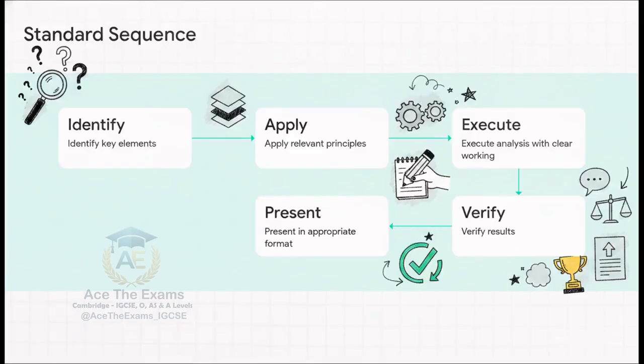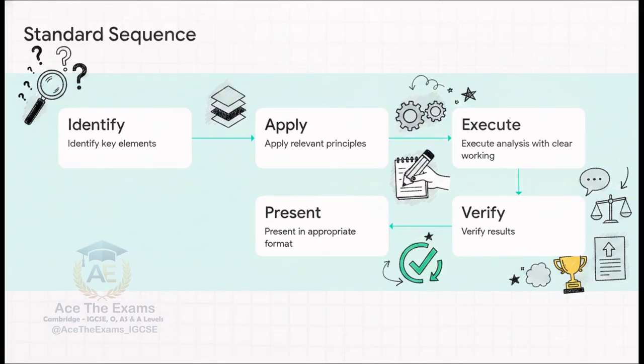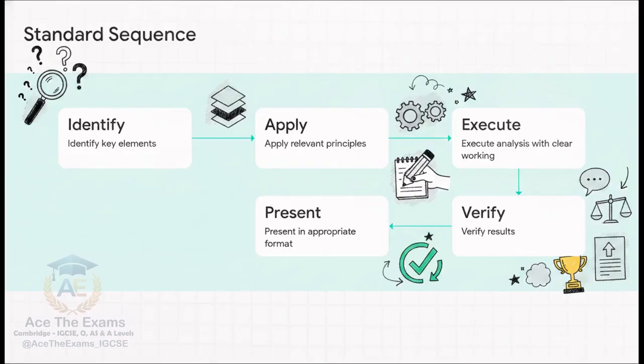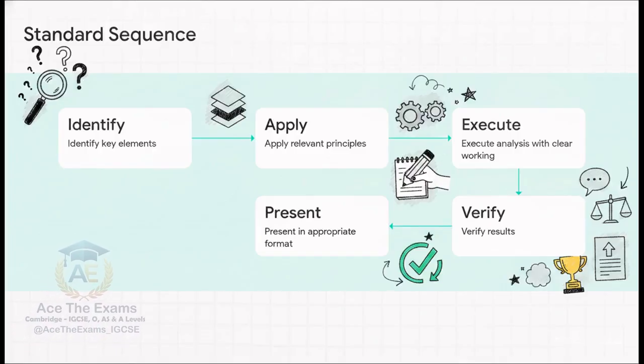I'm going to give you 60 seconds in your mind to visualize applying this to a past paper. Step 1, identify key elements in the question prompt. What exactly is the command word asking for? Step 2, apply relevant principles. Which of our 4 tools, layers, order, visibility, lock, actually apply here? Step 3, execute the analysis. This is where you write down your working.